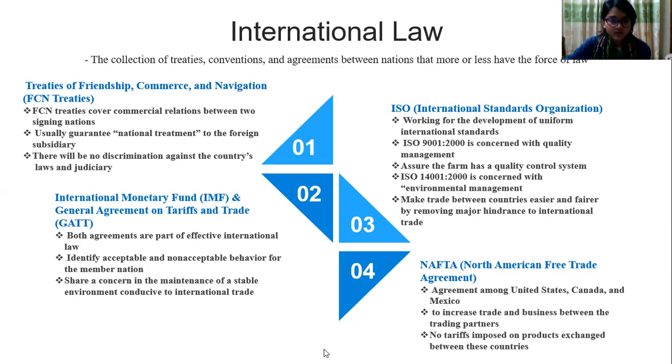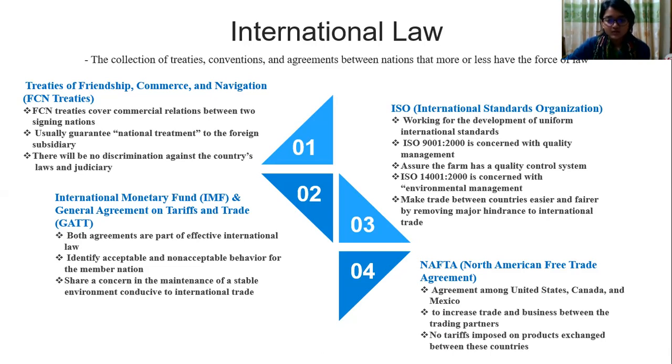International Monetary Fund, IMF, and General Agreement on Tariffs and Trade, GATT. Both of these agreements are part of effective international law. They identify acceptable and non-acceptable behavior for the member nations. They share a concern in the maintenance of a stable environment conducive to international trade.